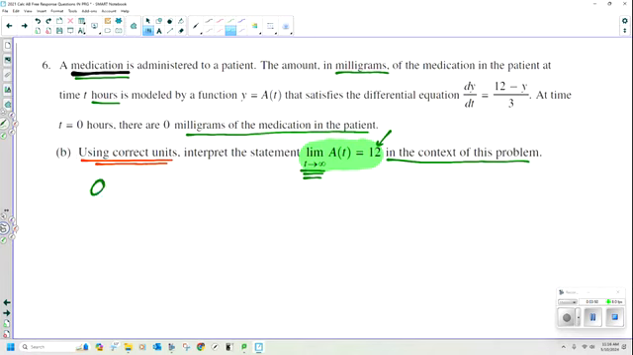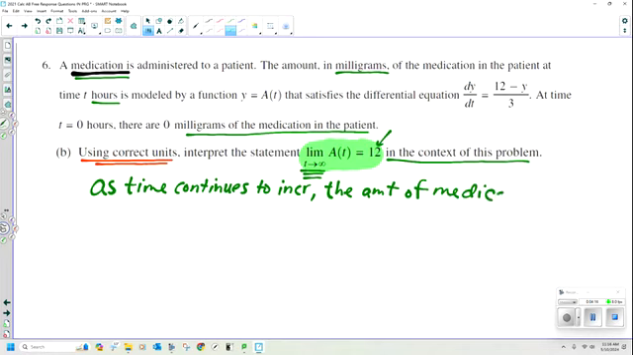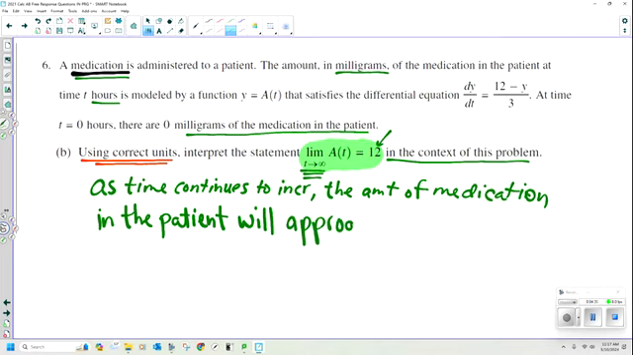So I'm just going to say, as time continues to increase, because it's going up to positive infinity, the amount of medication in the patient will approach 12. And they say milligrams, so we can just do mg if you'd like.